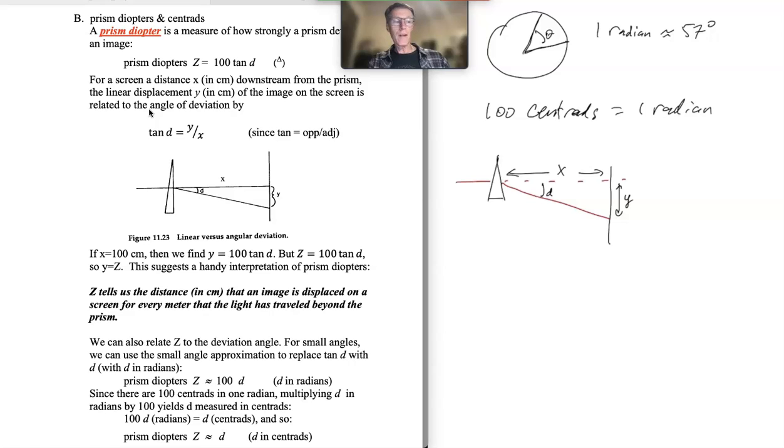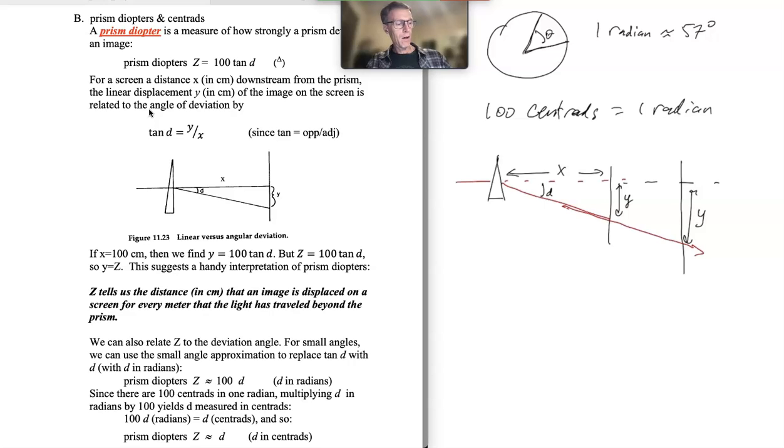And one of the things you also did was you noticed that if you place the screen at a different location, then you will have to measure a bigger y, but the deviation angle hasn't changed any. So as you go farther and farther away, the deflection on a screen gets bigger and bigger. And in fact, it's in proportion. So this y value is in proportion to this x value. The bigger the x, the farther away the screen is, the bigger the y value goes.